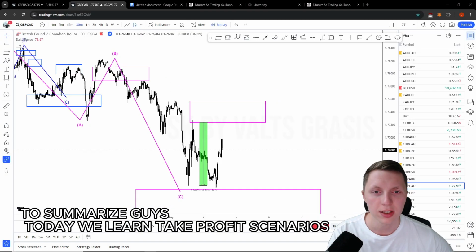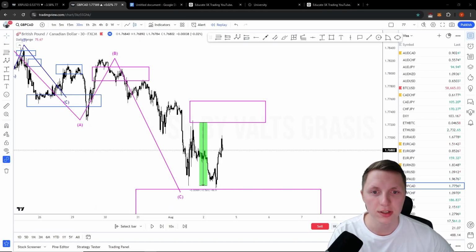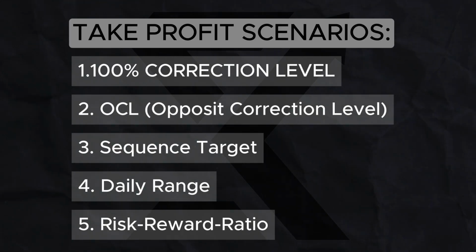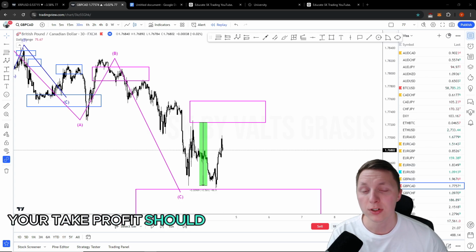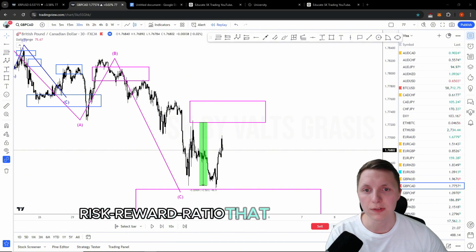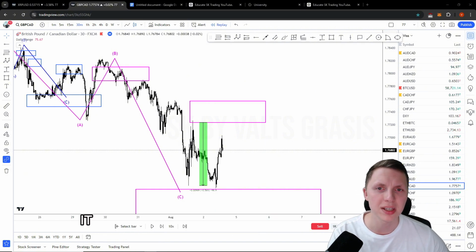To summarize, guys, today we learned take profit scenarios. We have the daily range, the 100% correction, the opposite correction, and the sequence target. And then we also learned the rule: your take profit should be at least 1 to 3 risk reward ratio. It means if you're risking 20 pips, it should be at least 60.